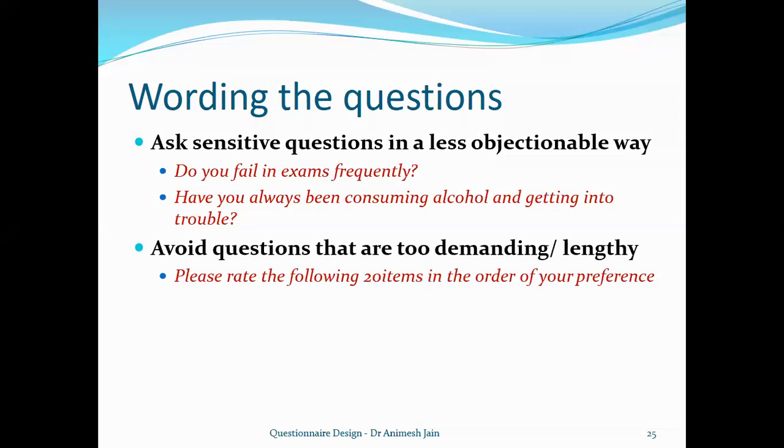Now, sometimes we don't realize, but in the enthusiasm, we make our questionnaires in such a way that we want to gather so many things. For example, please rate the following 20 items in the order of your preference. That's too demanding. I will think, oh, 20 items. And if I'm asking 20 people, forget about 100 or 150 or 200 people or more, 20 people answering these 20 items in different ways, so many permutation combinations. What will I really make out, and how will I get something out of it?